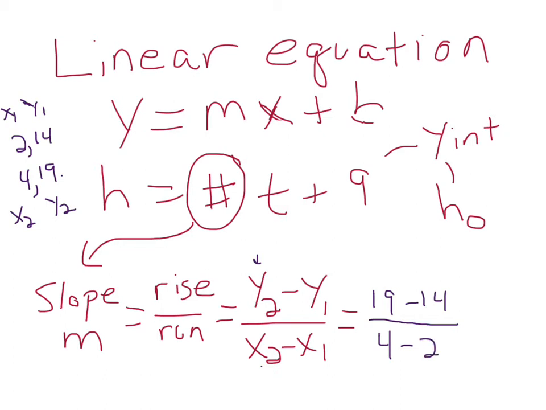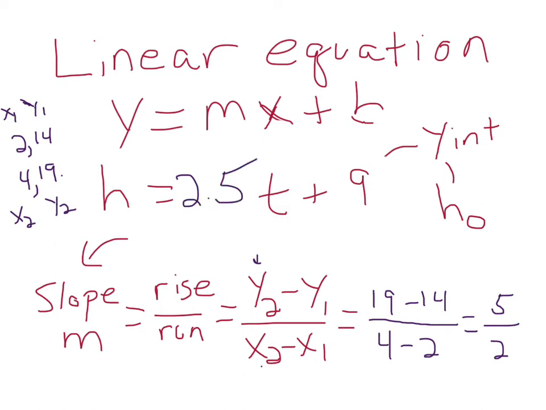19 minus 14 is 5, and 4 minus 2 is 2. So 5 over 2. Now, depending on if you're in a math class or a science class, and depending on the teacher, you're either going to leave this as a fraction, 5 over 2, or you might convert this to a decimal. My personal preference is that we convert this to a decimal, and so I'm going to list the number value for my slope right here as the value 2.5.